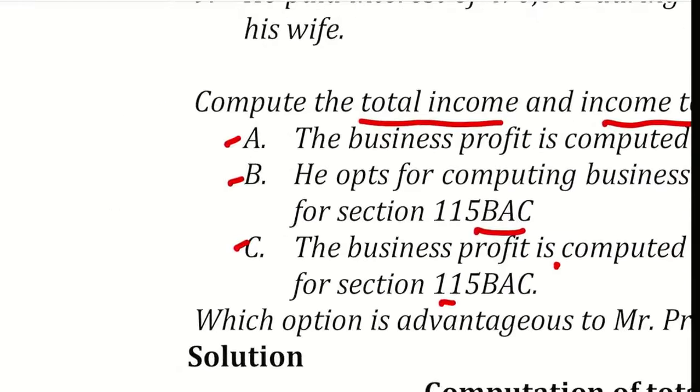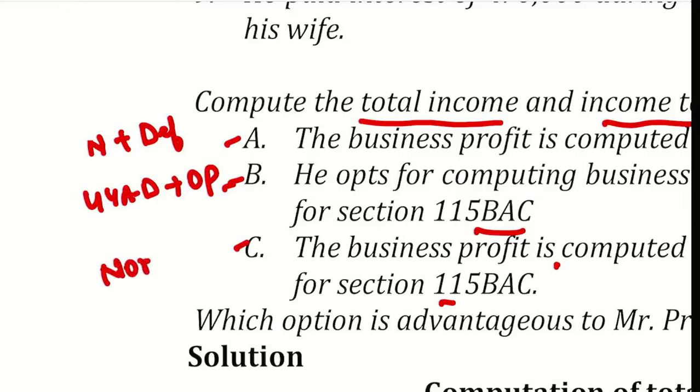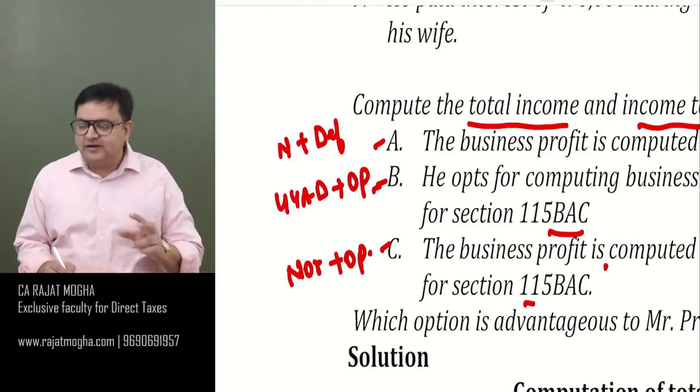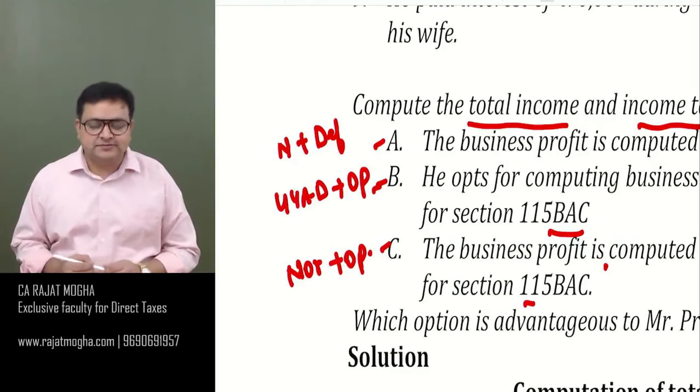First question is calculate normally without presumptive income and follow default regime. Second question is saying calculate presumptive income plus optional regime. Third is calculate normally, not presumptive, plus optional scheme. I believe this is clear to everyone what we need to compute.